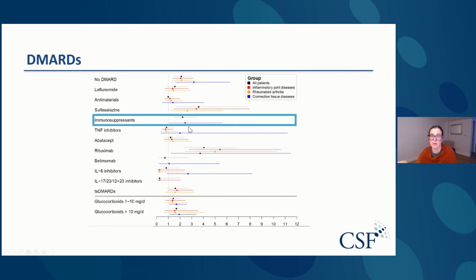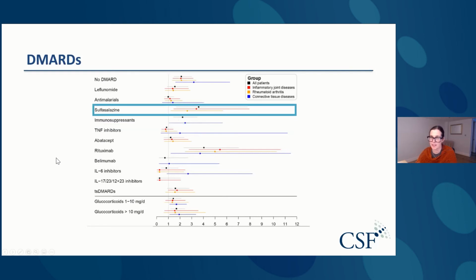We also found that there was an increased odds of being dead from COVID if you were on an immunosuppressive drug. So these drugs weren't commonly used in our joint disease group, but you can see here among the connective tissue disease, mortality was higher.